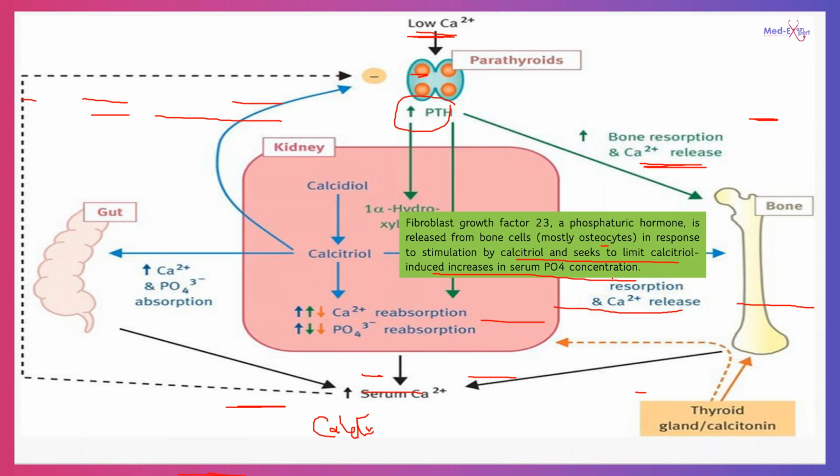But this is controlled by the fibroblast growth factor, which is released from the osteocyte to cause some sort of diuresis of that excess phosphate in the urine, leading to excretion of this phosphate through the kidneys. So we can say that it causes some balance to limit the calcitriol-induced increase in the serum phosphate concentration. So is this part clear?